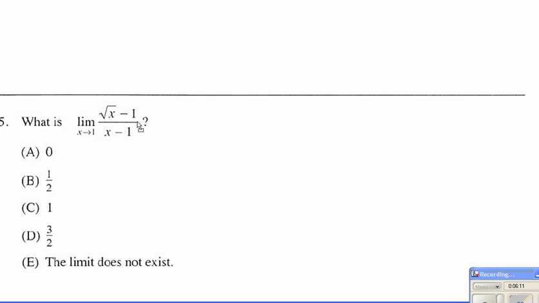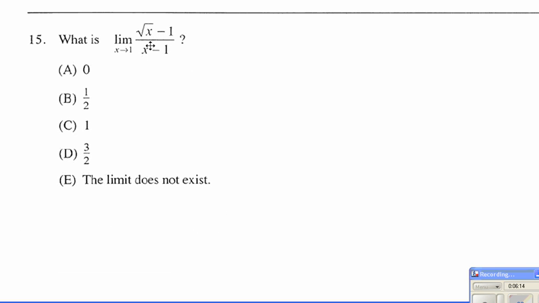Alright, number 15. Here, if you plug in 1, you will end up getting 0 over 0. So we cannot just assume one over the other. Among many ways, one way you can do is this. If I rewrite it, square root of x minus 1, we can multiply top and bottom by its conjugate, square root of x plus 1.